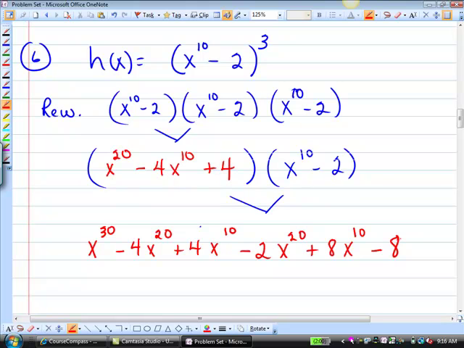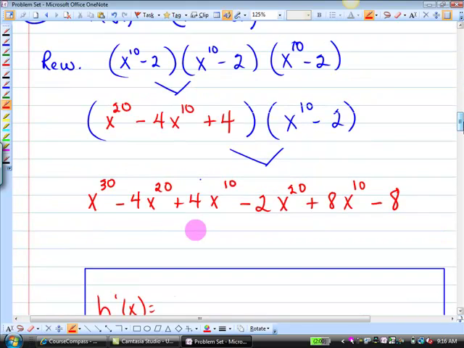Because right now I'm still just rewriting. I haven't even begun to take the derivative. So I can simplify a little bit. What do I get? I get x to the 30th minus 6x to the 20th plus 12x to the 10th minus 8. And now I'm ready to take the derivative.